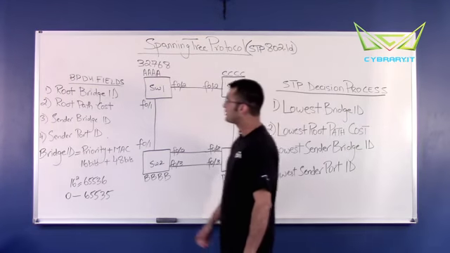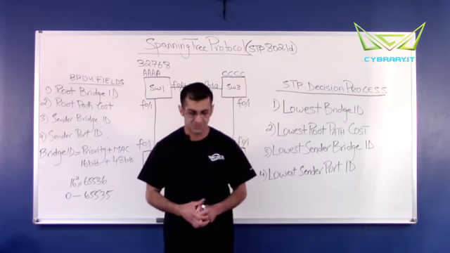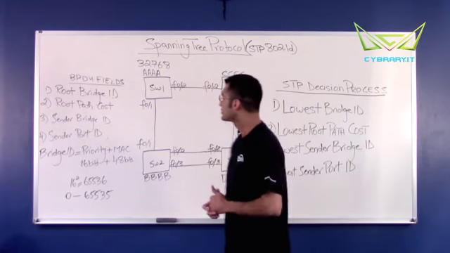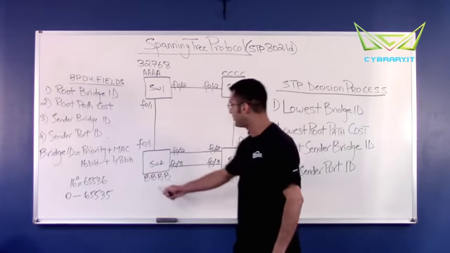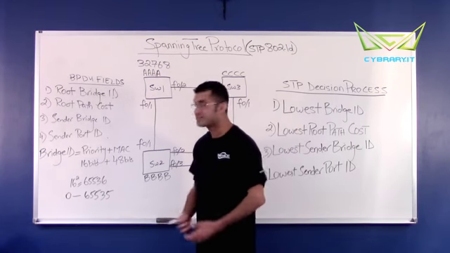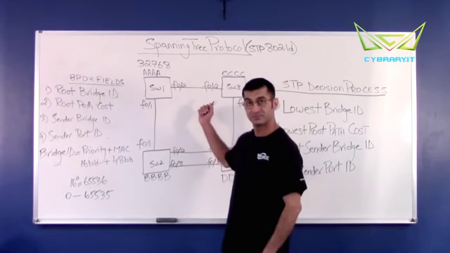A root bridge is elected according to the lowest bridge ID. So the switch with the lowest bridge ID becomes root. So now if every switch's priority field is set to 32768, and that is the same, the switch, as a tiebreaker, with the lowest MAC address becomes the root.